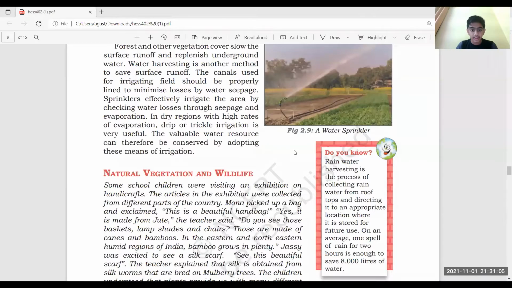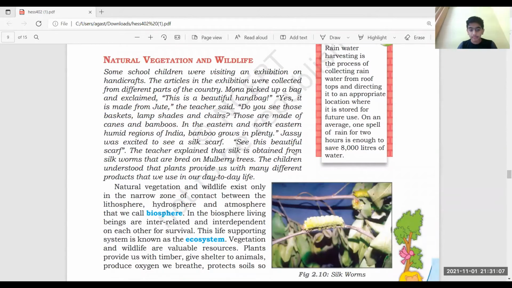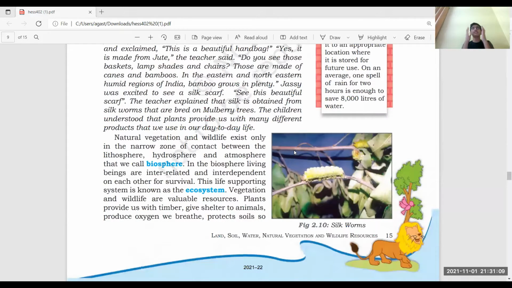Yeah, so we were in natural vegetation and wildlife. Basically in this chapter, you have to know what a biosphere is. The biosphere is a narrow zone of contact between the lithosphere, which means land, the hydrosphere, which means water, and the atmosphere, which means, of course, air. Together, it is a narrow zone called the biosphere.